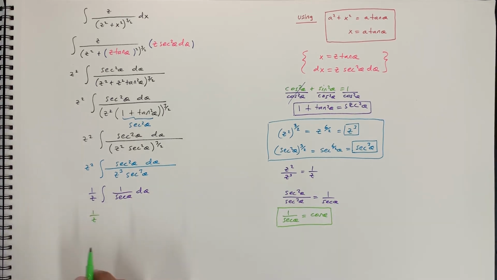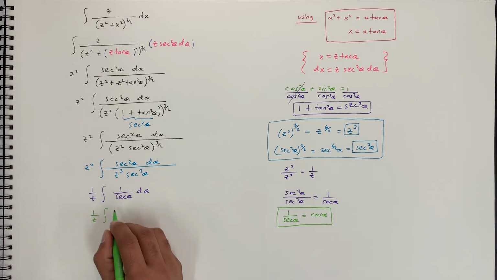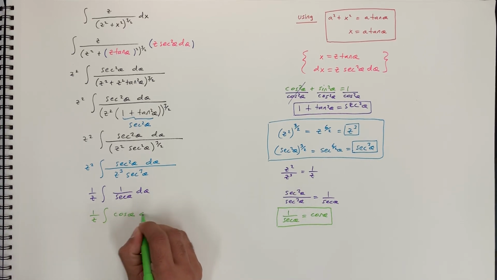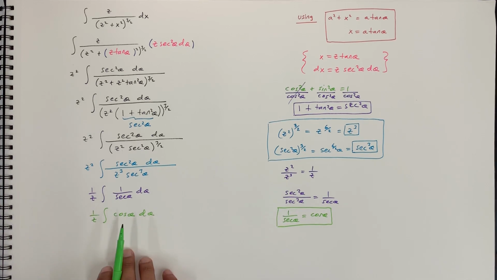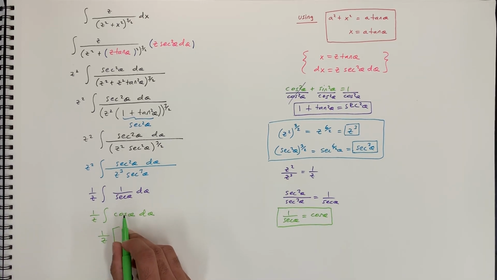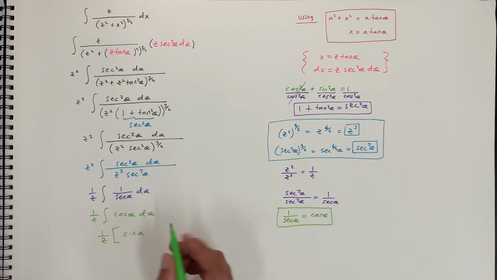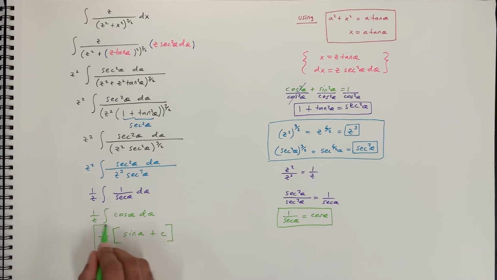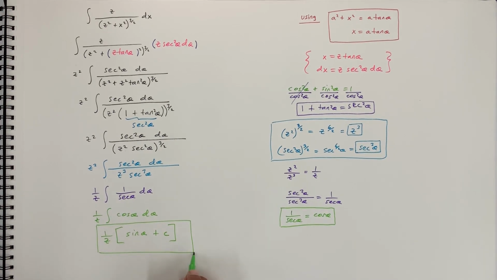So we still have the 1 over z on the outside, and now we have the integral of cosine theta d theta, which is something that we can integrate and we know. And so then the answer is just going to be sine. So let's do 1 over z, and we're going to box this up. The integral of cosine is sine. And since we don't have any limits, we're going to put plus c. And that's it. That's how we solve that.